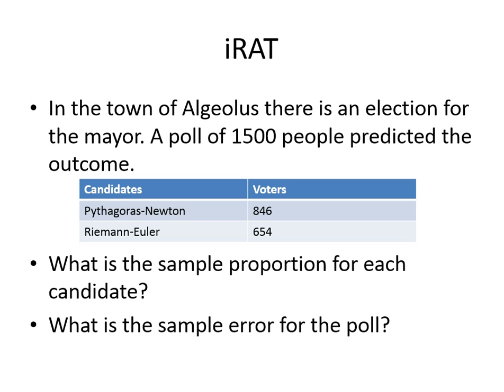So for the candidate Pythagoras Newton, there were about 846 votes, and for Riemann Euler, there were about 654 votes. So the first thing you're going to want to do is find the sample proportion for each candidate. Okay, so find the sample proportion for each of those, and then the next part is find the margin of error for this survey. Okay, so find the margin of error and find the sample proportion for the candidates.